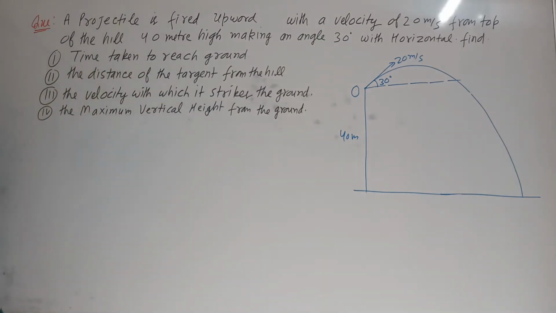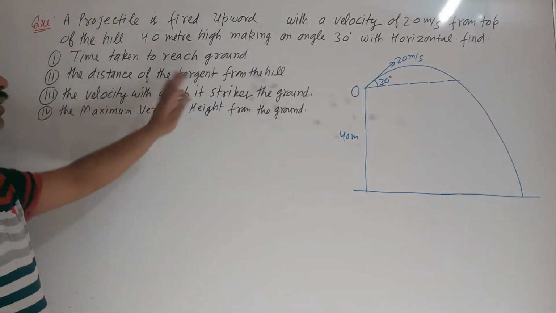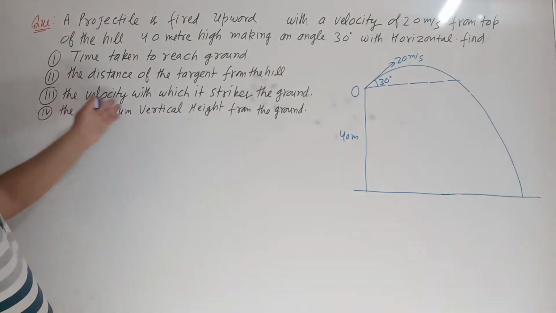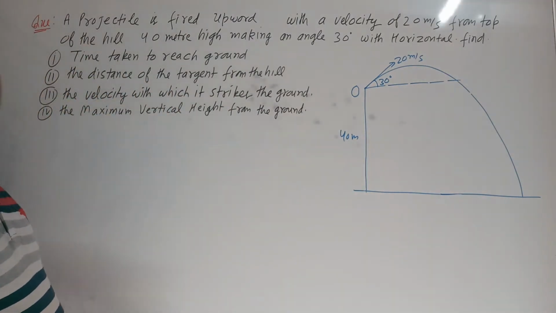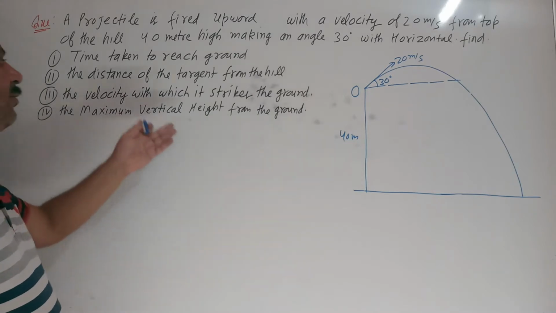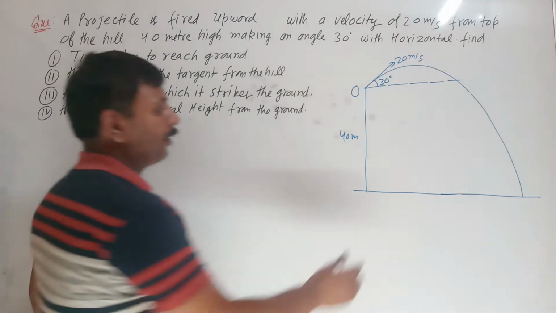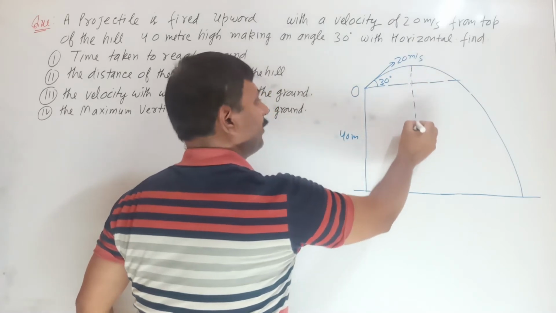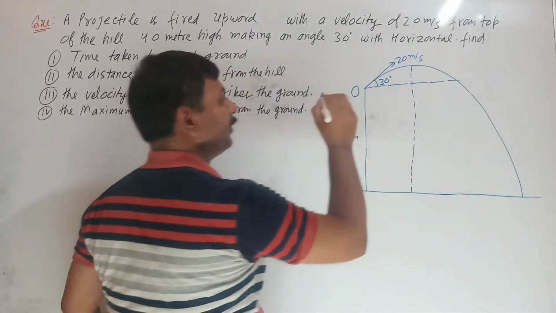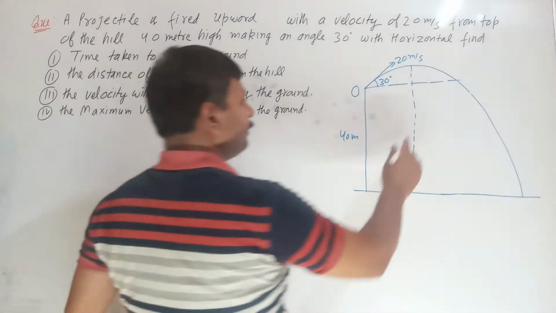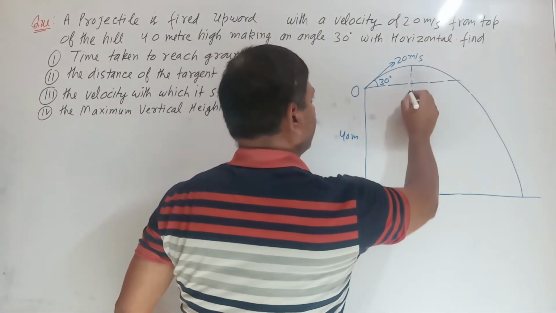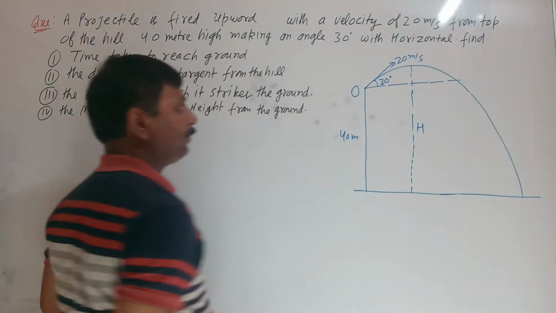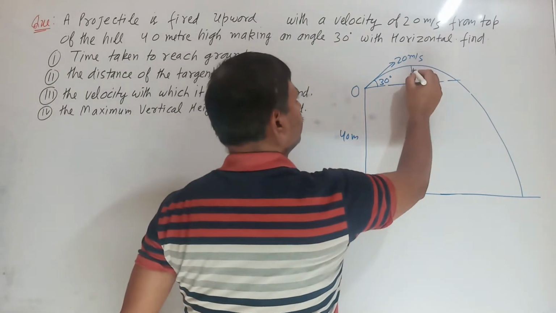Find the time taken to reach the ground, the distance of the target from the hill, the velocity with which it strikes the ground, and the maximum vertical height from the ground. What will be the maximum vertical height? This maximum vertical height from the ground they want. Maximum vertical height, from here to here.